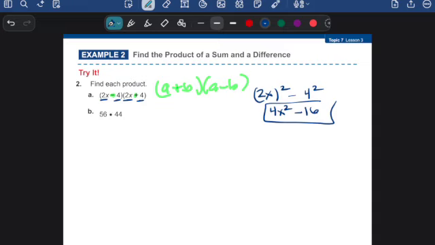Recognize that 4 is a perfect square. X squared is a perfect square. 16 is a perfect square. I have the difference of two perfect squares. Okay, for part B, we're going to need to break these down.